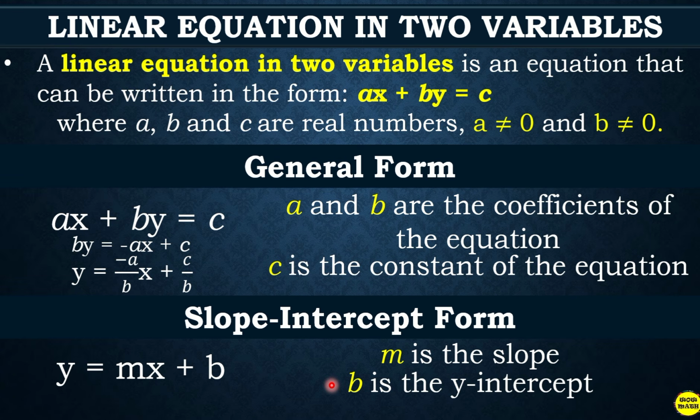So, ulitin ko, in general form, a and b are the coefficients of the equation. C is the constant of the equation. But in slope-intercept form, if it is written in the form of y equals mx plus b, your m here is your slope, and your b here is your y-intercept. So take note of the representations or the symbols of the slope, y-intercept, the coefficient, and your constant.